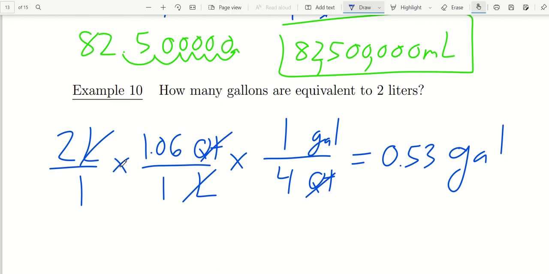I don't know if it's useful to know, but the way I always think of this, especially if I'm in the grocery store shopping, if you think about a gallon of milk, and if you think about a 2-liter bottle of soda, the 1 gallon containers can hold almost 2 full liters of soda.